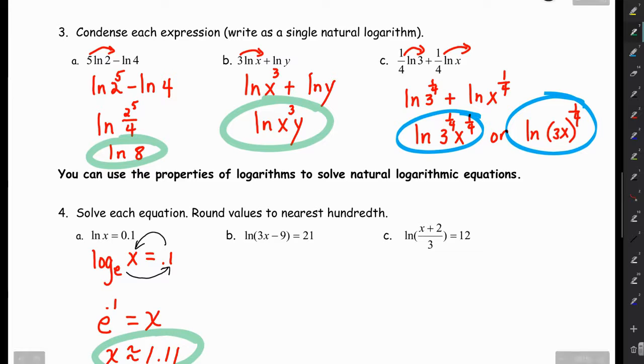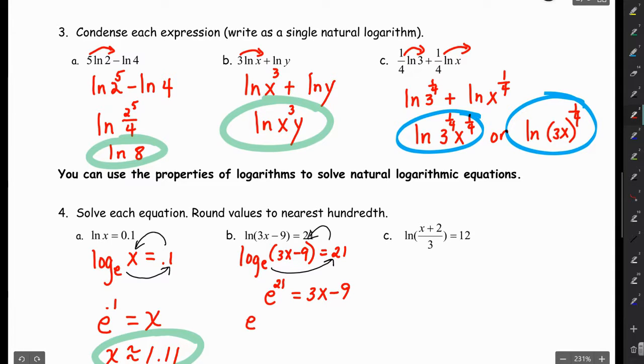All right, let's try the next one. I'm going to rewrite it. Log base e of 3x minus 9 equals 21. I'm going to put this in exponential form. e to the 21st power equals 3x minus 9. In order to solve this, we're going to add 9 to both sides to start. And then we're going to divide both sides by 3. So x is going to be e to the 21st power plus 9, divided by 3.